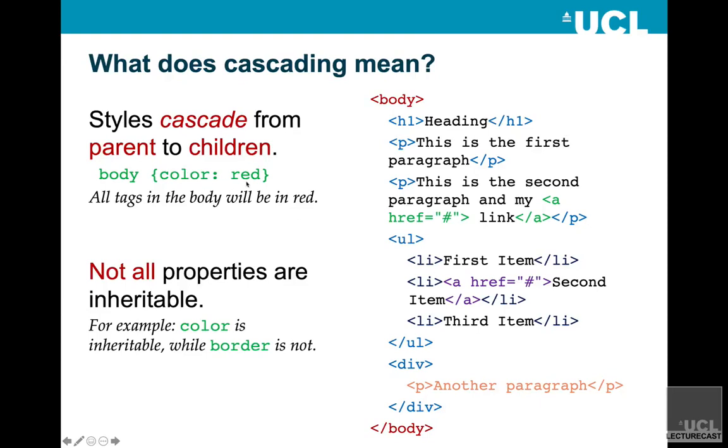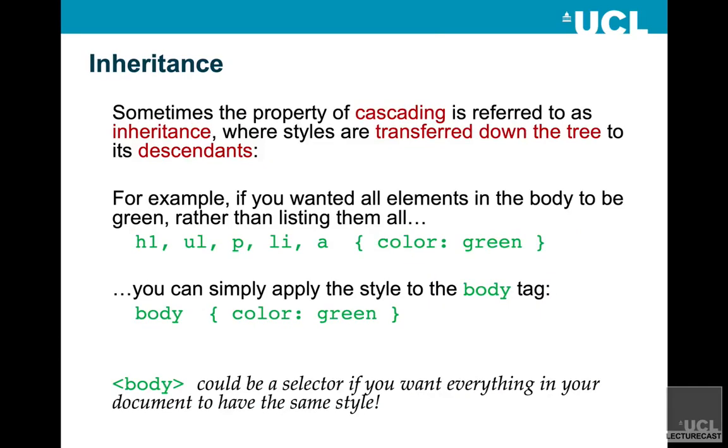For example, color red applied to the body will make all the elements red. Now we know that not all properties are inheritable and can cascade further down, but we know that color is passing down through the HTML tree. So let's have a look at it in greater detail.